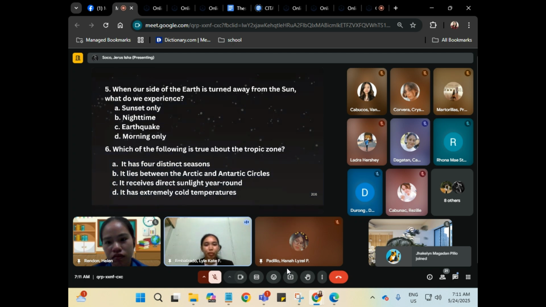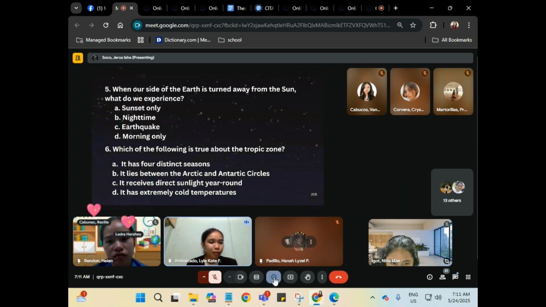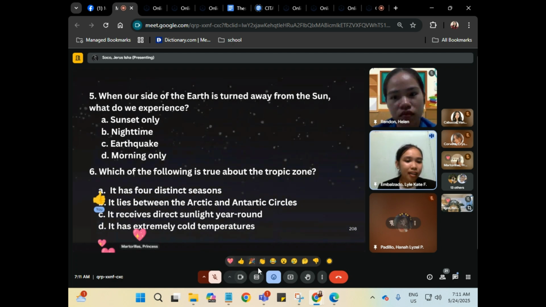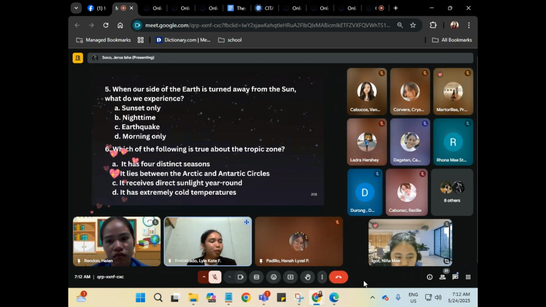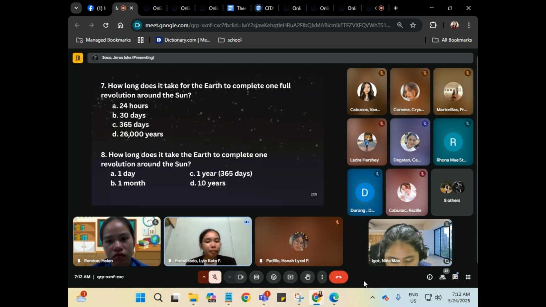Please send a heart, everyone, if you're done answering, so we can proceed to the next number. Okay, Dagatan's done, as well as Katipay, Hapal, Durin also done. How about the others? Kabunak's done, as well as Ladra, and Igot, and also Martorilla. So everyone's done with this number. Can we proceed, Teacher Aisha? Okay, for 7 and 8.